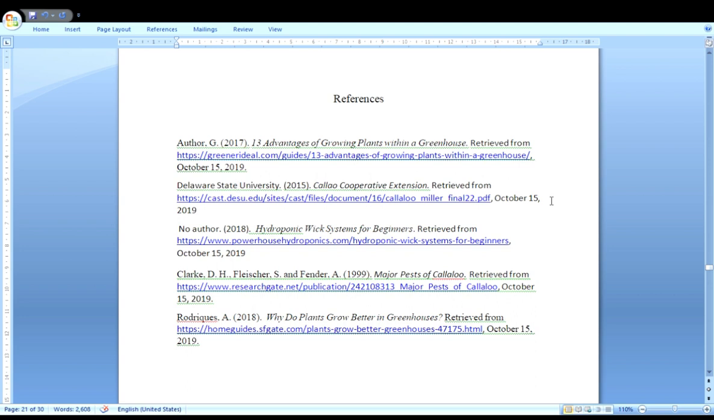Retrieve from the URL and the date you retrieve it. Alright, when you have no author or no organization, let's move to the third one here. You notice you write "no author", full stop, 2018, close bracket, full stop. So that is the year of publish.